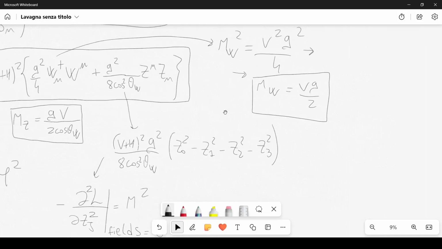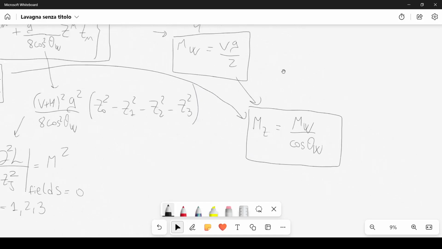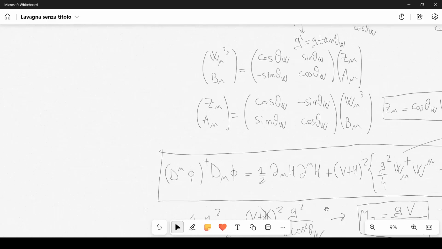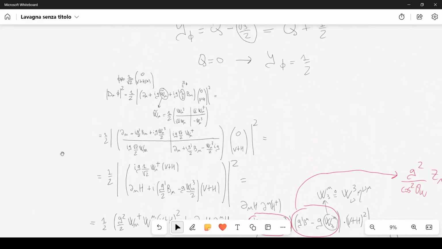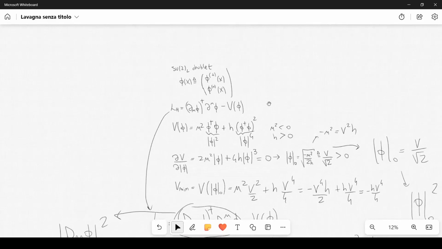And this is the mass of the W boson. You can see from this formula and this formula here that m_Z is equal to the mass of the W boson divided by the cosine of theta_W. So the masses of the Z boson and the W boson are related, thanks to this formula that we just wrote down. Also, we can write down the mass for the Higgs boson. In particular, remember the Lagrangian for the Higgs field. The Lagrangian for the Higgs field is this one.